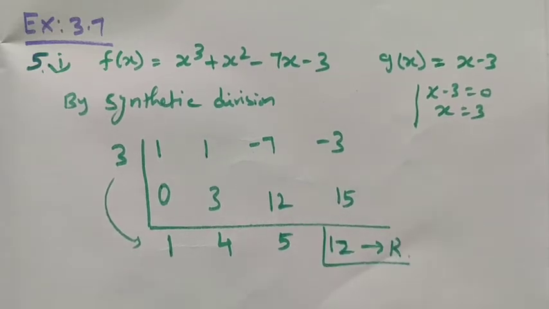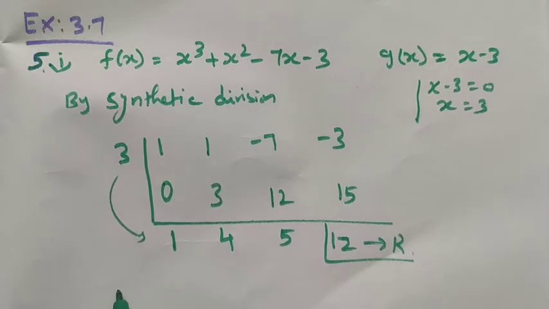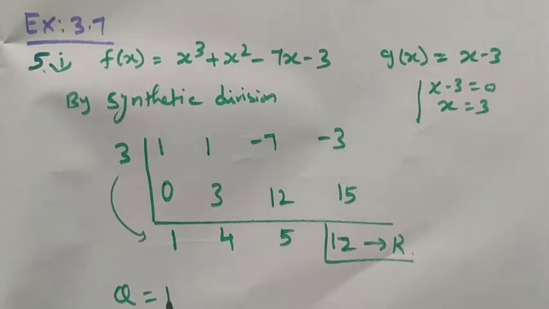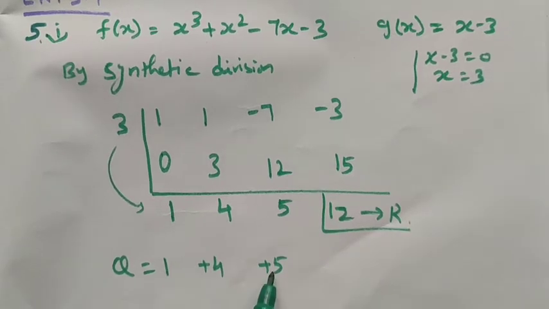This is the remainder. Therefore, the quotient q is equal to 1 plus 4 plus 5, that is, constant term, x term and x square term. This is the quotient, and then the remainder r is equal to 12.